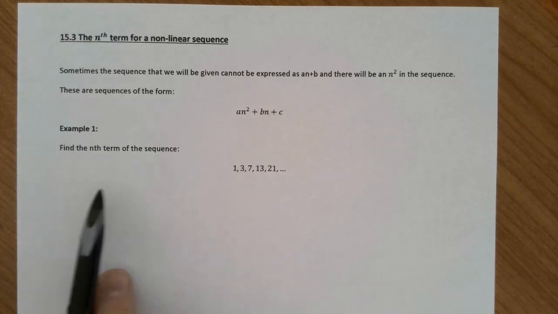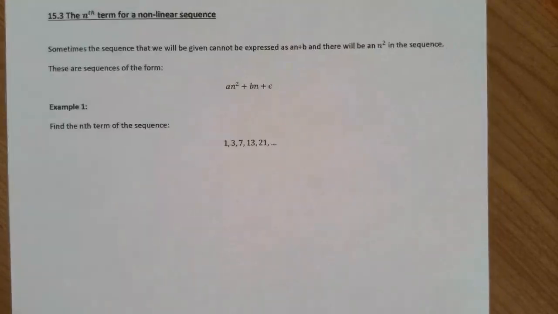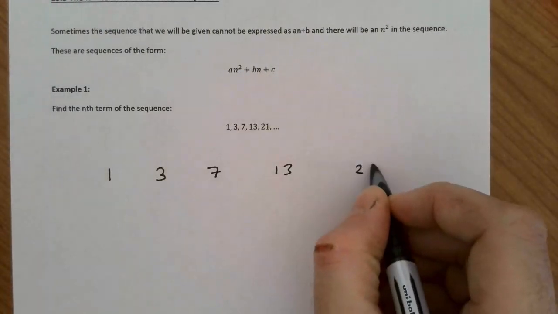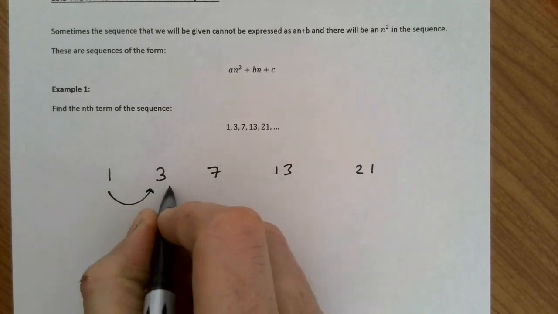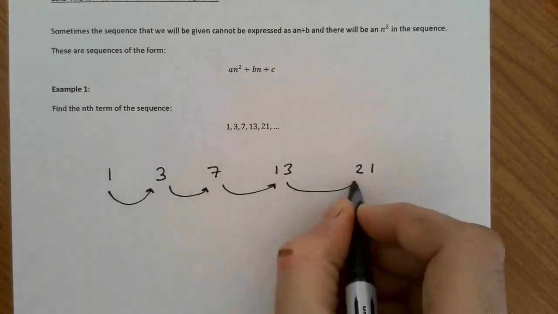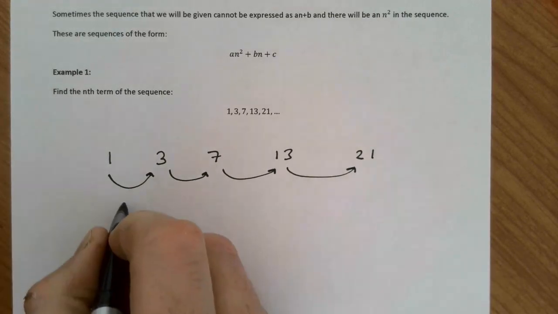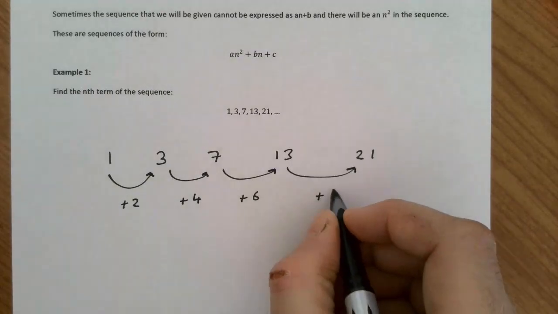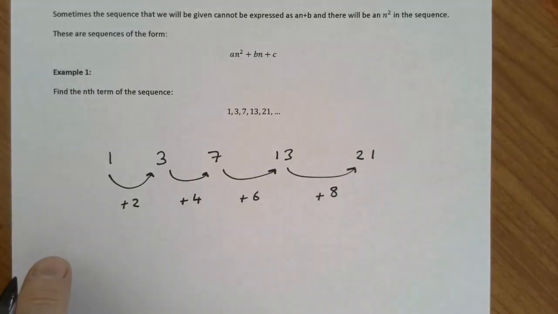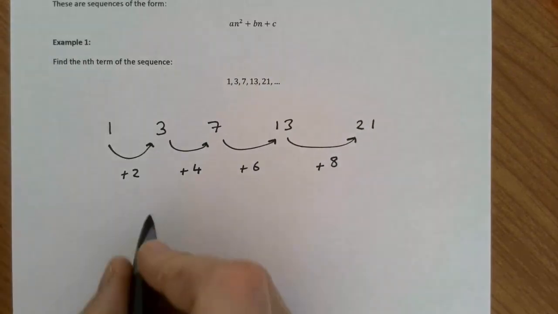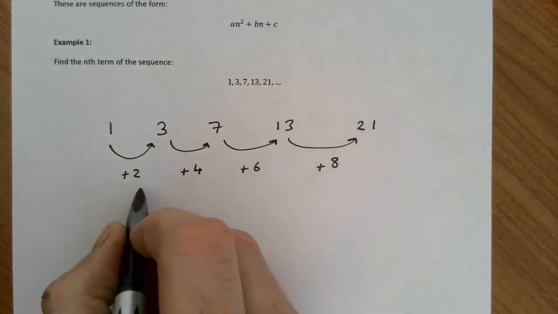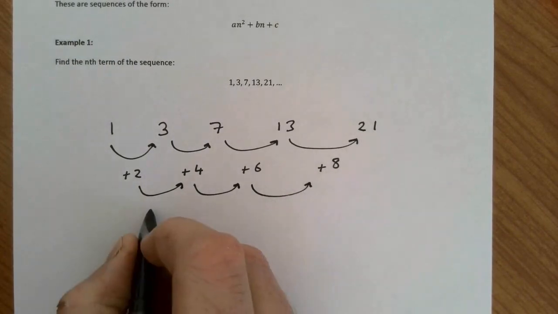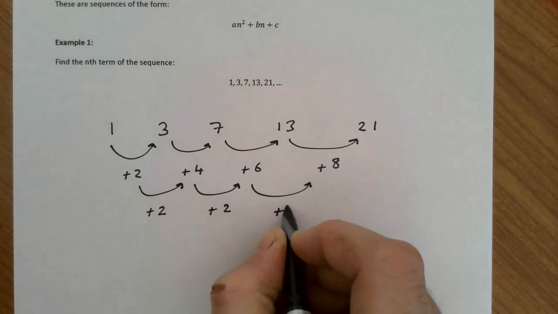So if we have to find the nth term of the sequence 1, 3, 7, 13, 21, we start off, I'm going to write this out a bit bigger, 1, 3, 7, 13, 21. We still start by finding the differences. But in this case, the difference is not always the same. So this is plus 2, plus 4, plus 6, plus 8. And so what we have to now do is go to the second difference, which we had to do for a few of the sequences where we were finding the next term. And the difference here is plus 2, plus 2, plus 2.